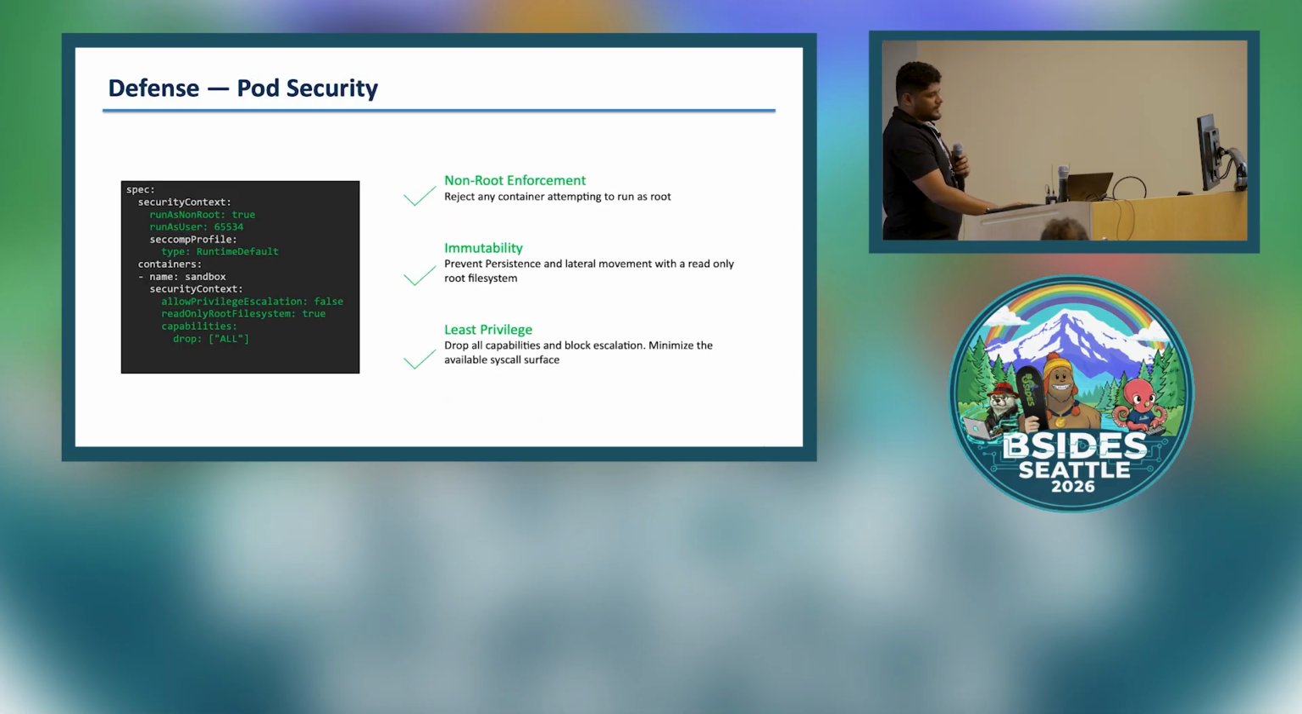Pod security context. Run as root is non-negotiable. If you need package installation, use pre-built images with everything baked in. Read-only root file systems prevent persistence. Dropped capabilities reduce the attack surface. Seccomp profile runtime default blocks dangerous syscalls. These are table stakes. If your AI sandboxes don't have them, fix it soon.